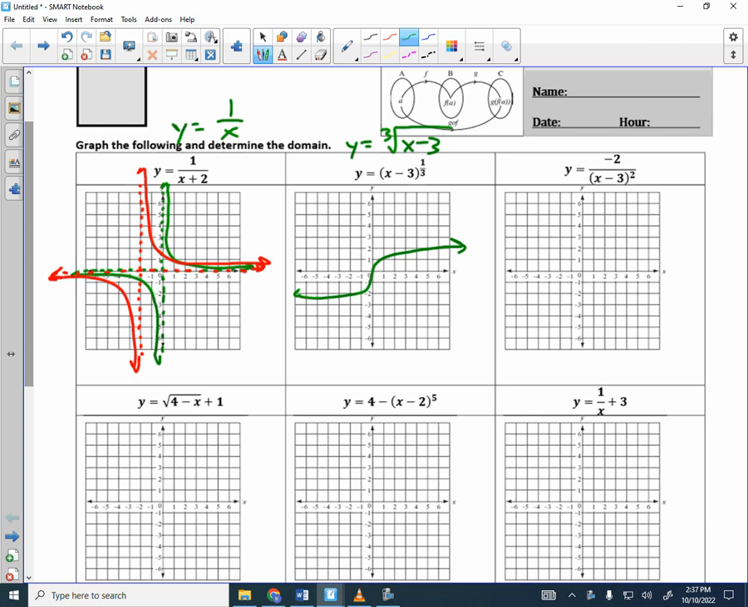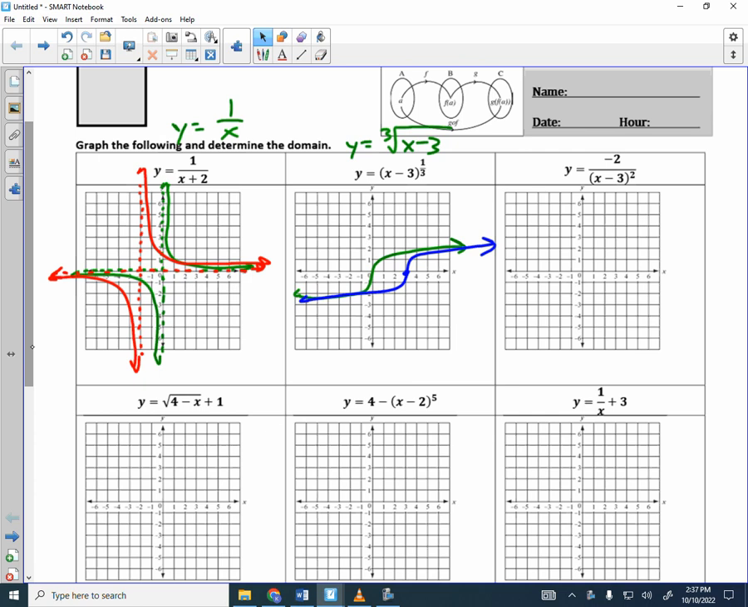What's the transformation here? Right 3. Yep, very good. So I'm going to move it right 3, and then this is my transformation. So the square root function, just to be clear, it looks like the green if I just cut off that end, right? So the cube root just has the other side to it. So they're very closely related.